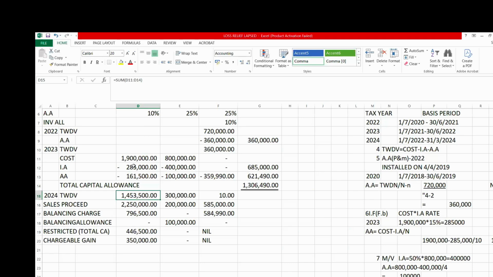It will give you the total capital allowance already claimed on the asset, which is where we got this 446,504 from. Any other question?